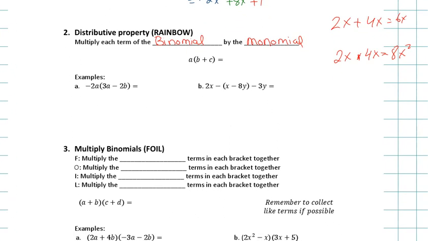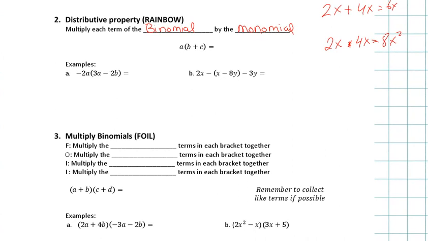Okay, so you're going to distribute. You're going to multiply the monomial by each term inside the binomial. So a times b is ab. A times c is plus ac. Are you guys okay with this? Anyone have any problems with this? No? We're good? Alright.